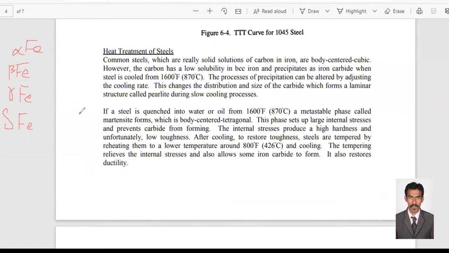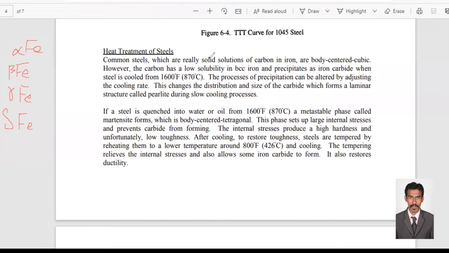This iron will take different forms under different temperatures and conditions. In some cases it will be alpha ferrous, or beta ferrous, or gamma ferrous, or delta ferrous. This is not only for iron, we have this for most of the metals. So the structure is actually varying. For example, if alpha Fe is BCC, then beta Fe will not be FCC, that may be BCC. That's the difference.